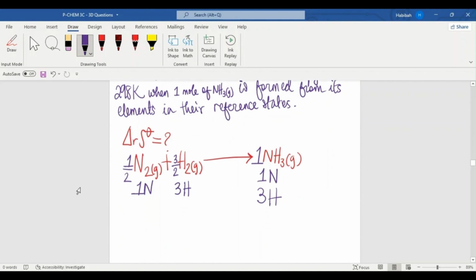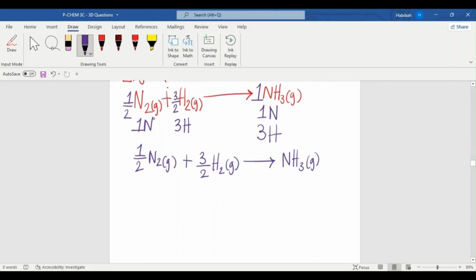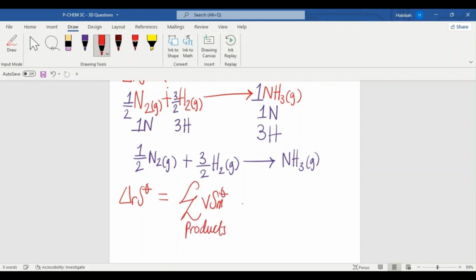So I'm just going to rewrite this balanced chemical equation as half N2 gas plus 3 over 2 H2 gas gives NH3 gas. So this is what we're going to be using. Now, the next thing you have to note is this, because the work just started: when you're asked to find the standard reaction entropy of anything, you have to remember the formula you're supposed to be using. The standard reaction entropy formula is simply the summation of the molar entropy of the products minus the summation of the molar entropy of the reactants.